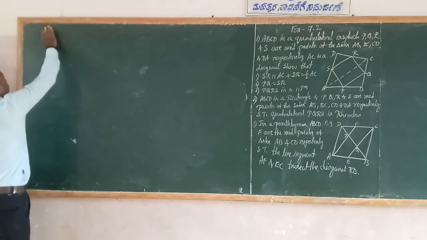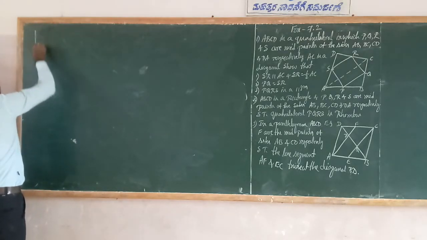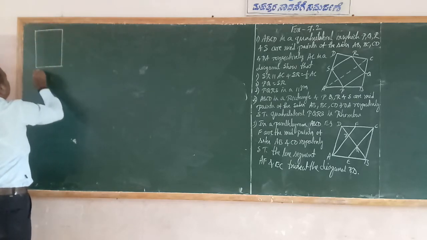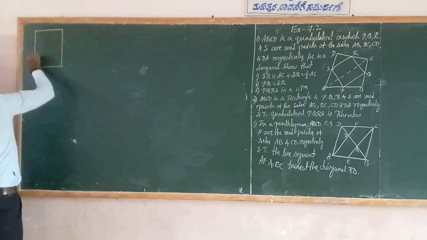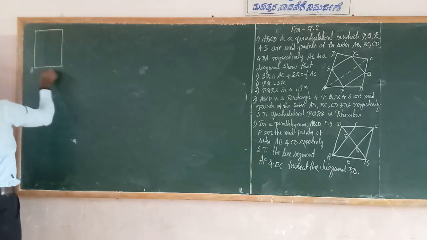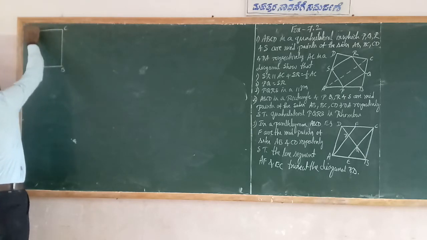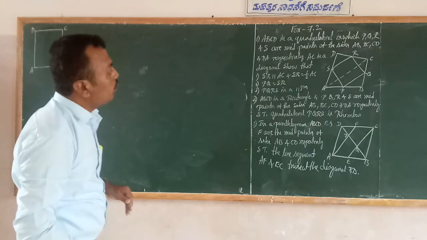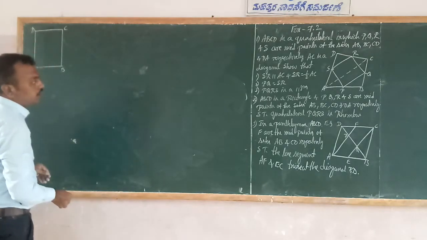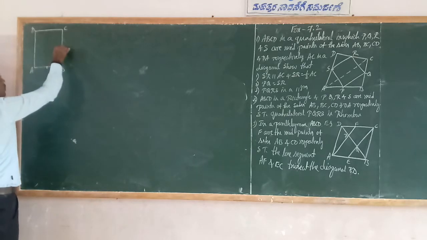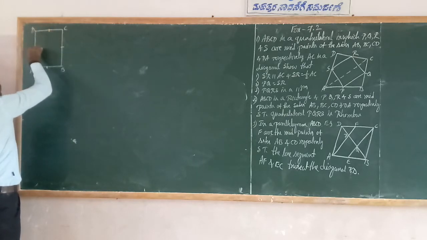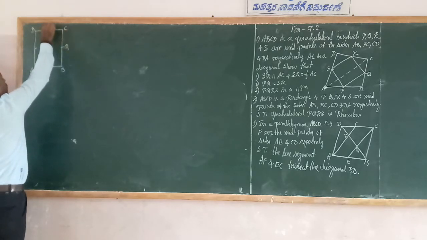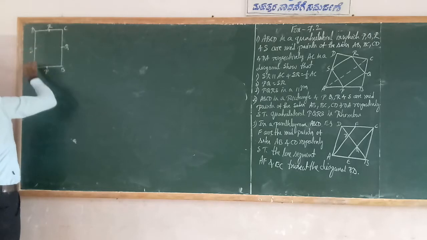First of all, what? ABCD is a rectangle. Is it right? ABCD is a rectangle. P, Q, R, S are the midpoints of AB, BC, CD and DA. See, the midpoint, this is also one of the midpoints. So P is the midpoint of AB, Q is the midpoint of BC, R is the midpoint of CD and S is the midpoint of AD.